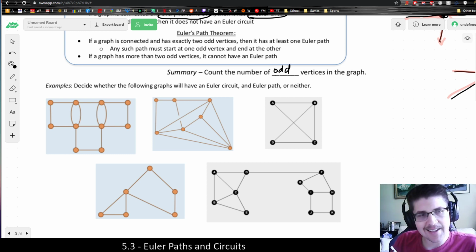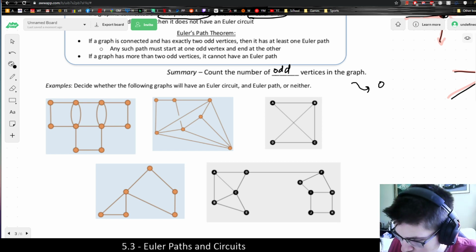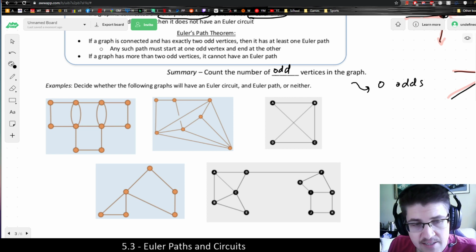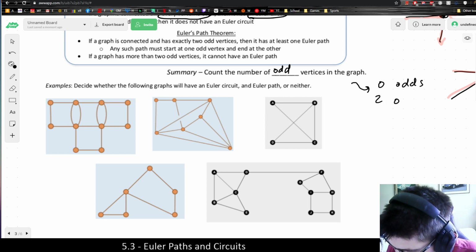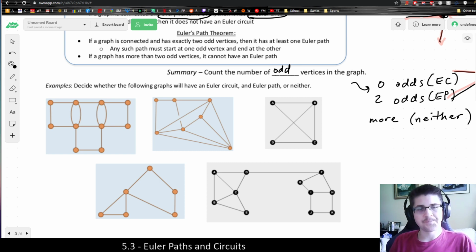Because the answer to, well, does it have a circular path, really is predicated on exactly that. And just to review, if it has 0 odds, it has an Euler circuit. If it has 2 odds, it has an Euler path. I'm going to go ahead and write this: this would mean Euler circuit. This would mean Euler path. And more means it would have neither an Euler circuit nor an Euler path in that graph. Actually, I did mention technically it's impossible to have one.